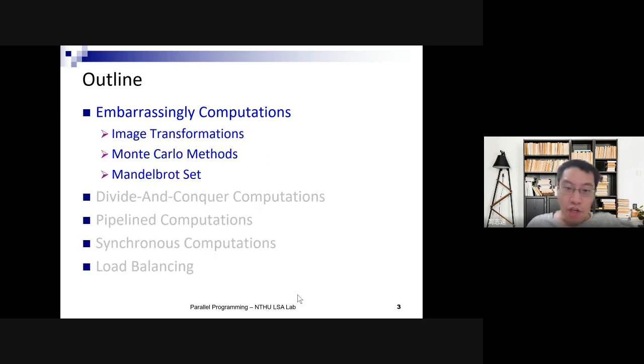And for each of the parallel computation methods, we will use a couple of applications as examples to show you how those computations can be applied to solve a parallel computing problem. So for embarrassingly parallel computation, we will talk about image transformations, the Monte Carlo method, and the Mandelbrot set, where the Mandelbrot set will be your homework 2, as you probably already found out from our announcement for the homework 2 spec.